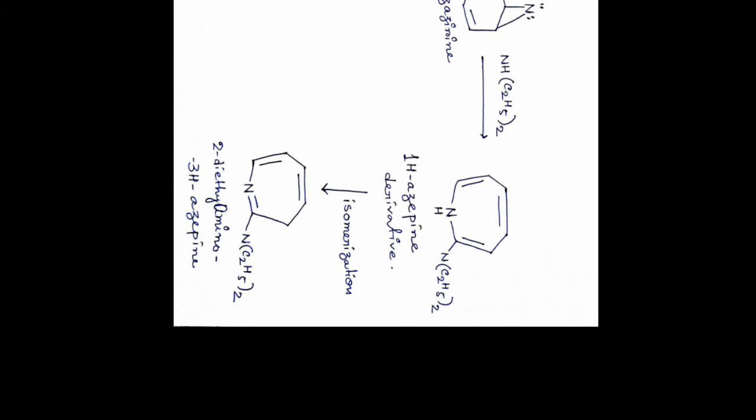From phenylazide, the synthesis of azepine is discussed. Now on heating, at first we get benzazirine. After that, in the presence of diethylamine, we get the 1H azepine derivative, and finally whenever the isomerization reaction is there, we get the 2-diethylamino 3H azepine.